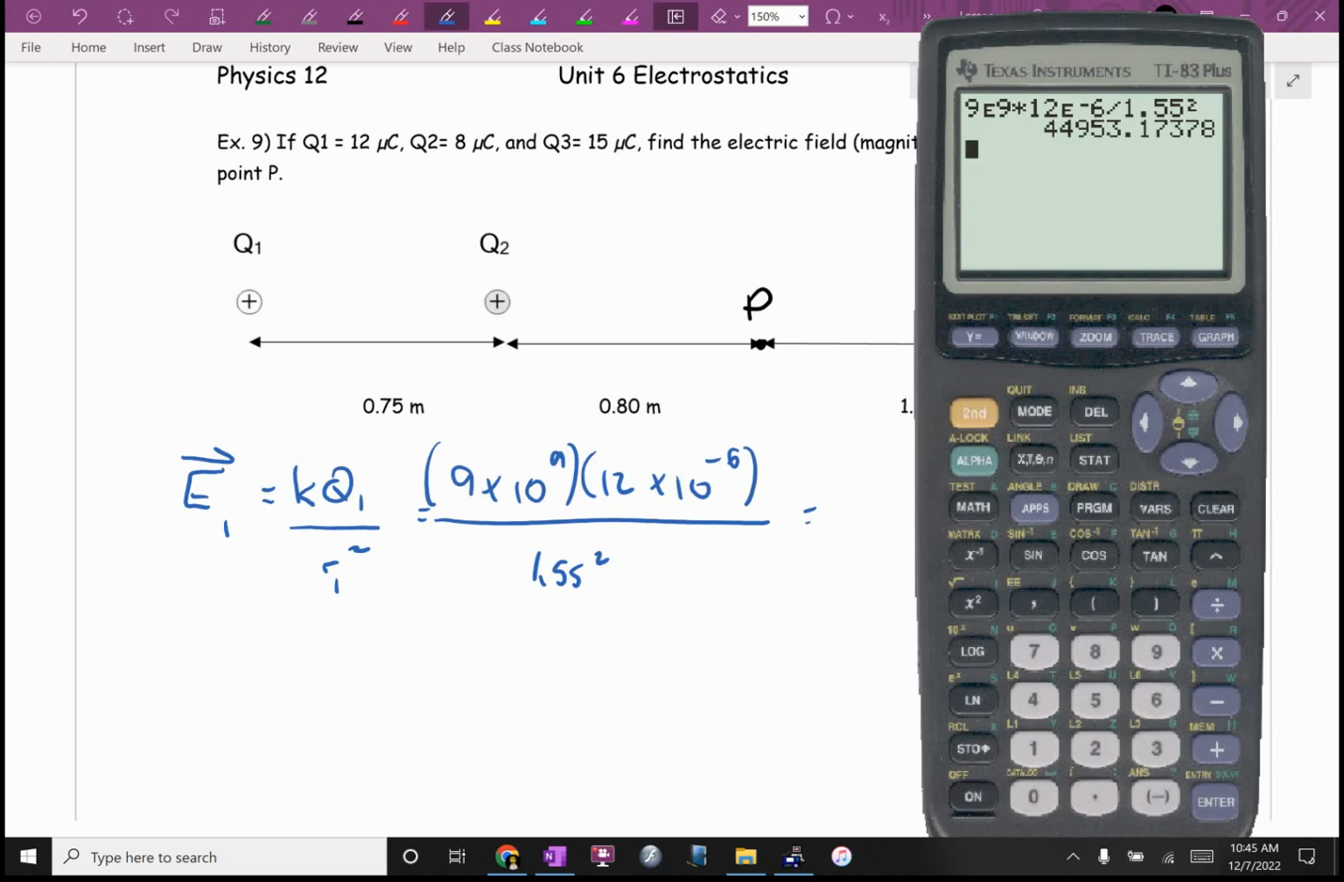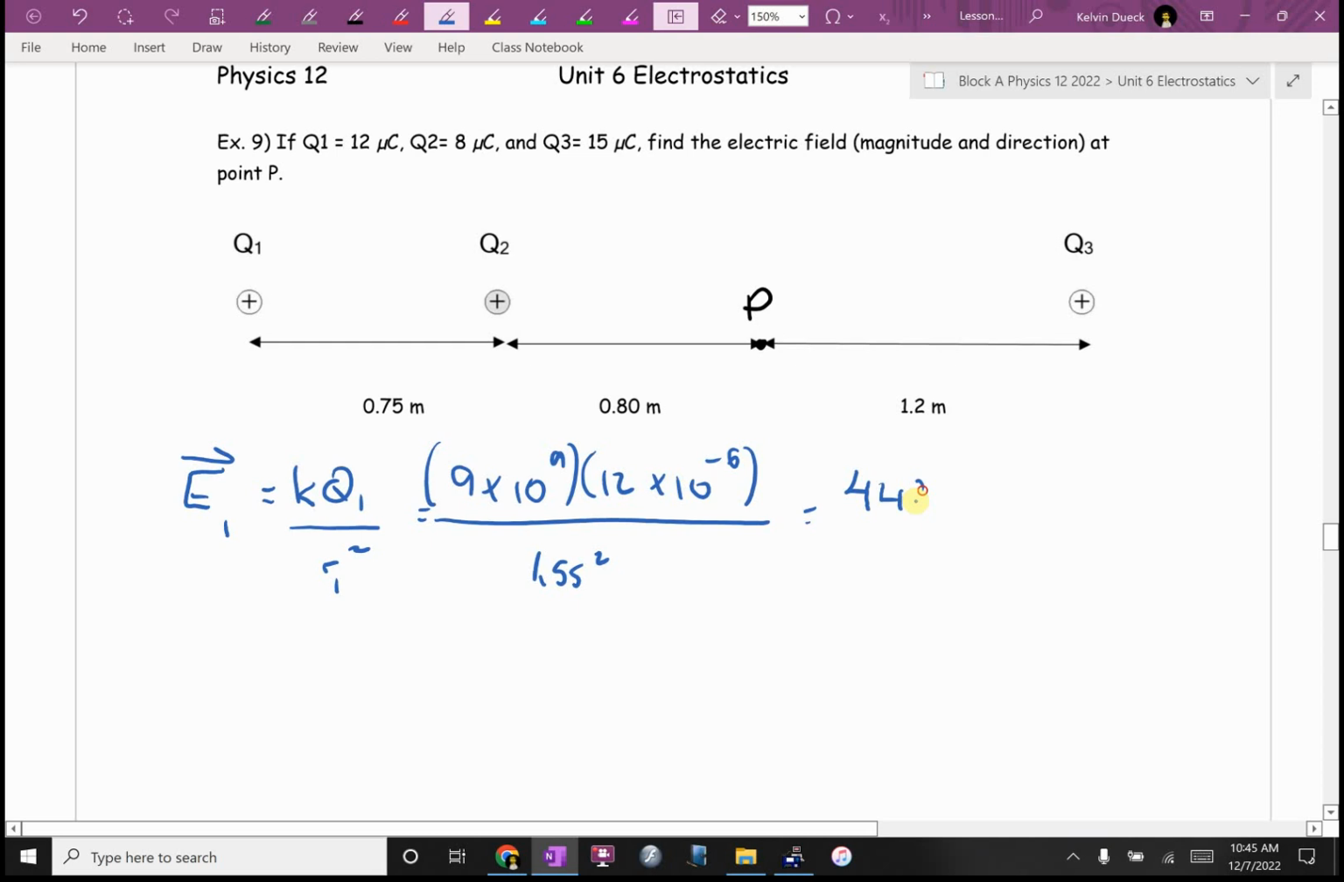All right, 44,953. And I think I told you yesterday, newtons per coulomb. Typically, electric fields are in the thousands, tens of thousands, or hundreds of thousands. Coulombs, no. Electric fields, yes.